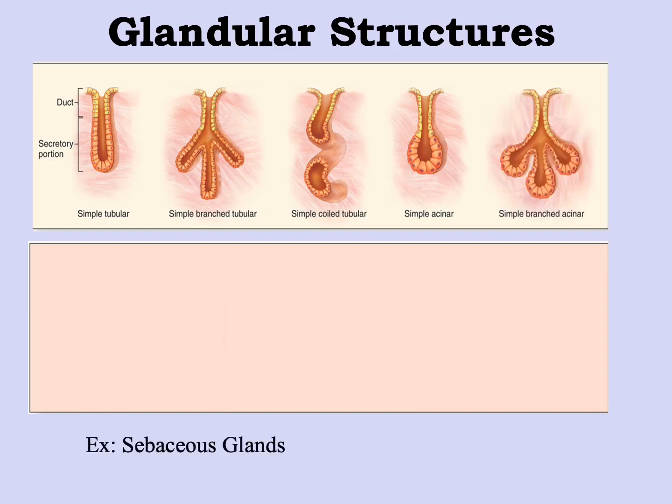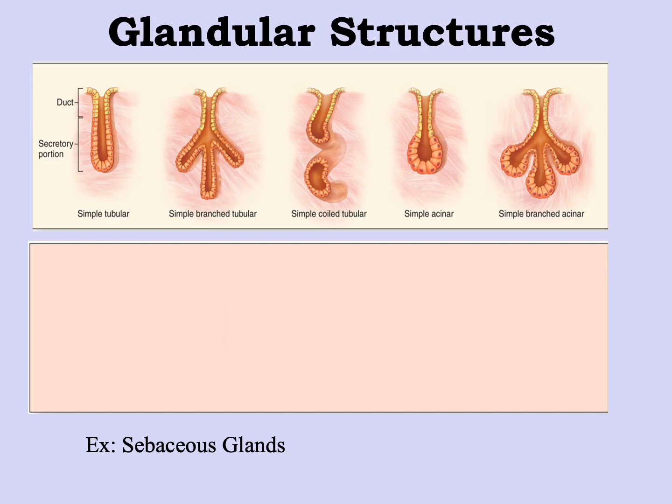Just like we had with the tubular, we will have branched within the acinars. And so we have the simple branched acinar. And the most common of the simple branched acinar is the sebaceous glands. And so what ends up happening with the simple branched acinar is that we have multiple acinar spheres connecting together into a single duct.